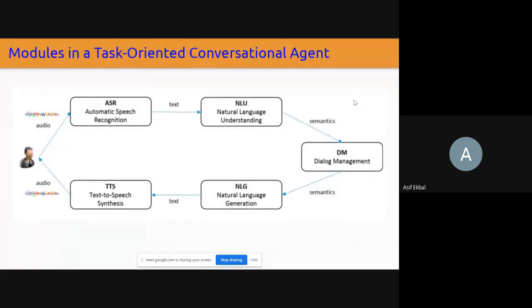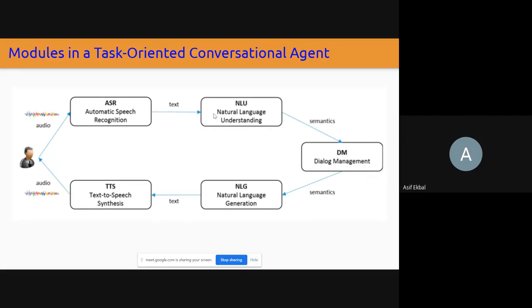Now typically, if you want to build a conversational system, there can be a kind of speech. For example, you are asking a question. There is audio. There should be an ASR, right? It converts the audio to text. Then there are three models in dialogue systems. One is natural language understanding. The natural language understanding model will try to identify the intent behind this particular query, that is, what you want.